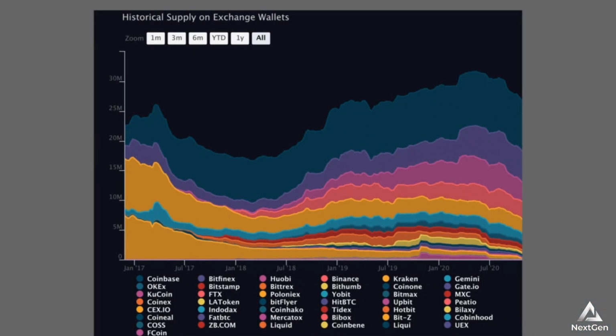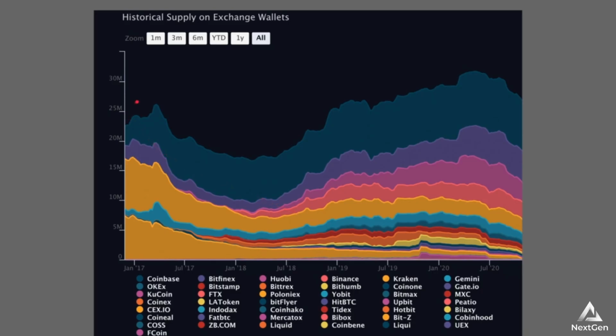Now, supply of coins will fluctuate over time, and particularly during different market cycles. If you're unsure or want to learn more about market cycles, please make sure that you check out the market cycle section of our lesson package.